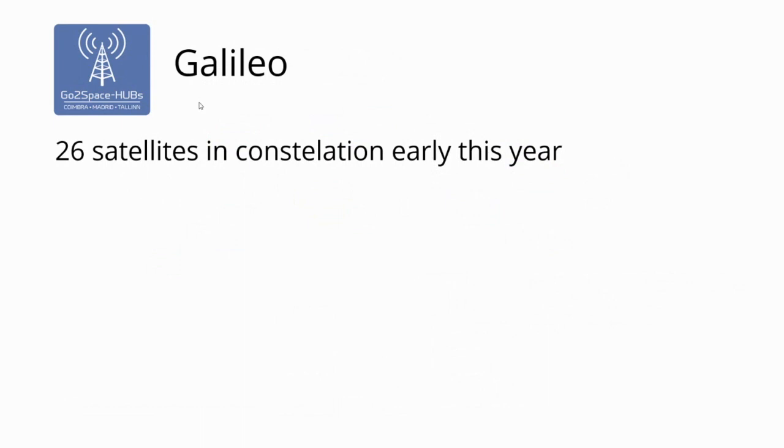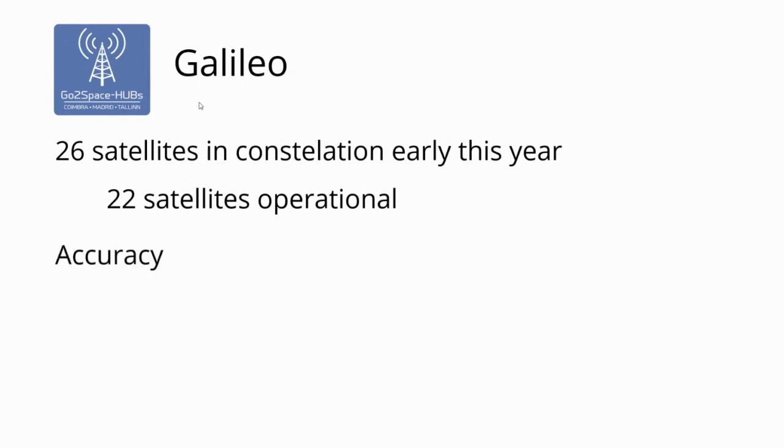Today we have 26 satellites in the constellation, of which 22 are operational. The accuracy of this localization is publicly 1 meter, and there is also the possibility to get much better accuracy, but it's encrypted for some reasons. Of course, we can imagine what reasons.